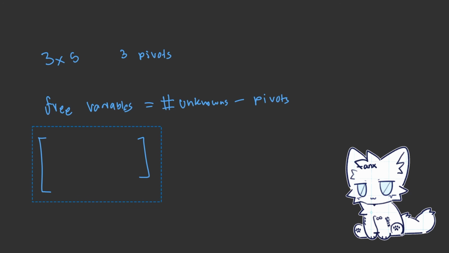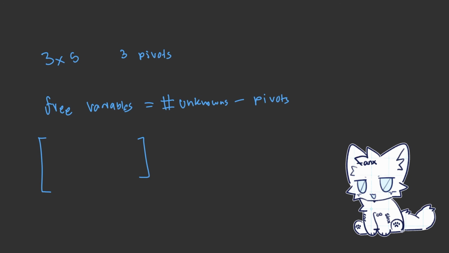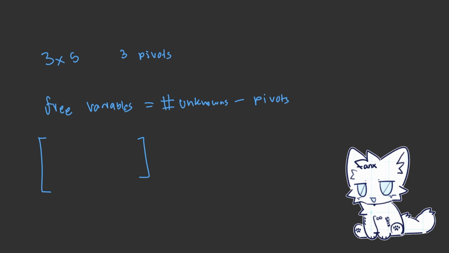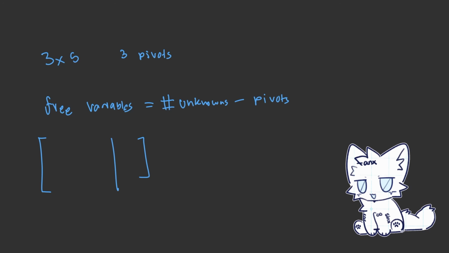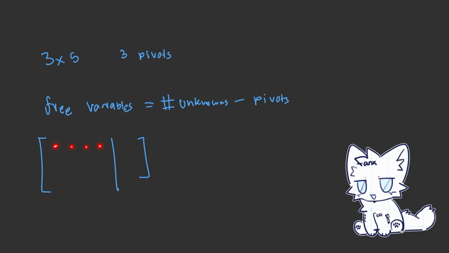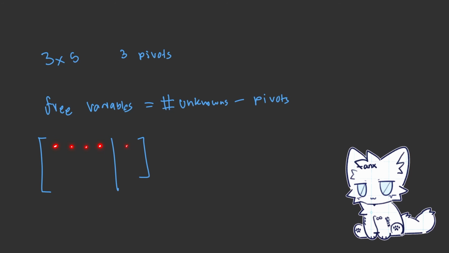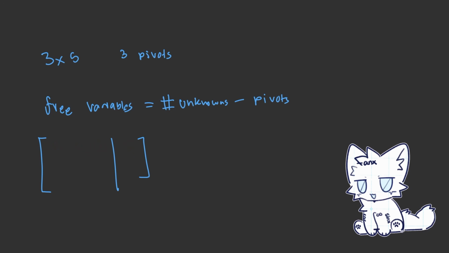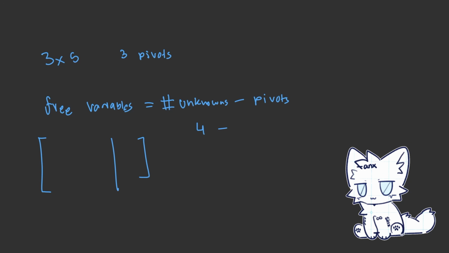5 unknowns. Actually, I'm sorry. It actually has 4 unknowns because this is an augmented matrix. I forgot to consider this equals here. So you actually have 1, 2, 3, 4 unknowns and 1 output here. So there are 4 unknowns and 3 pivots. That means there will be 1 free variable.